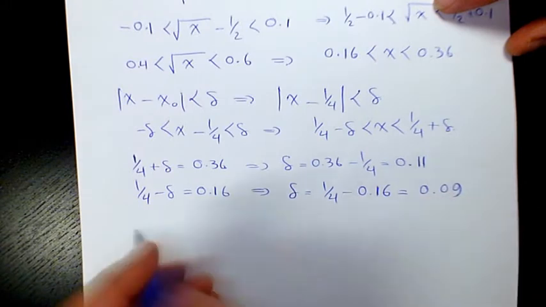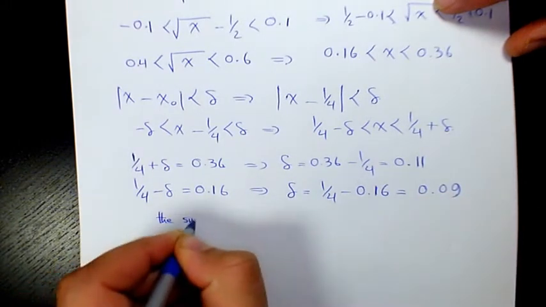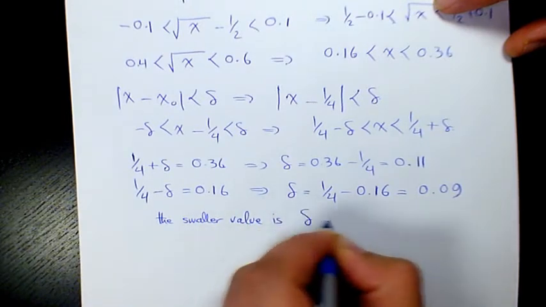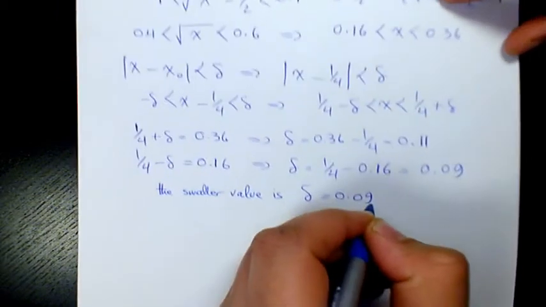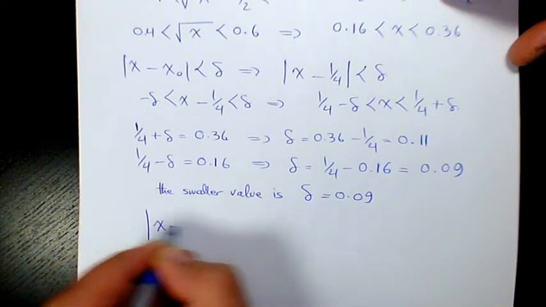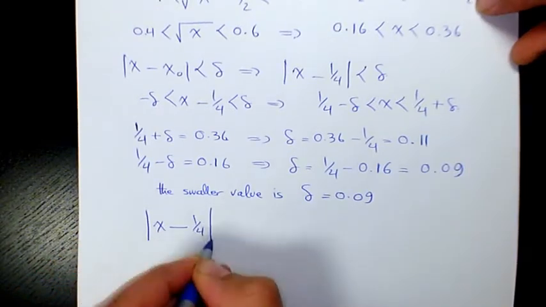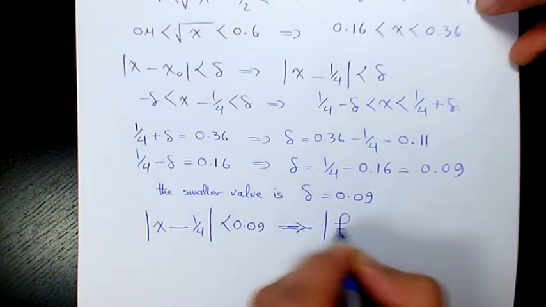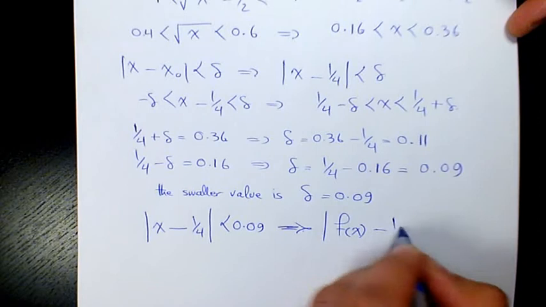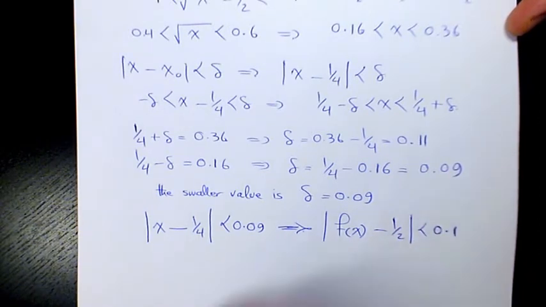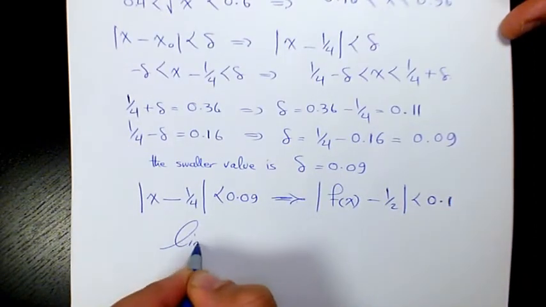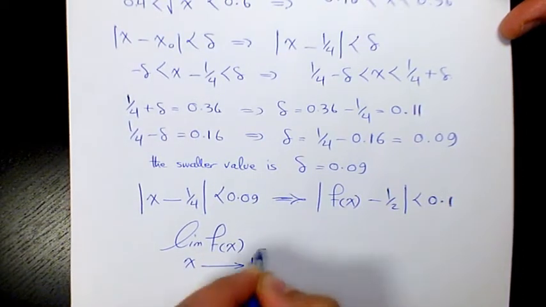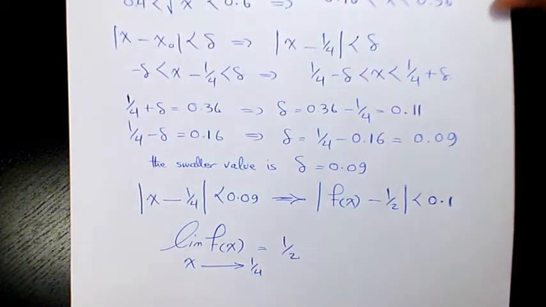Which is the smaller one? The smaller value is delta equals 0.09, and we can conclude that absolute value of x minus 1 over 4 is less than 0.09. Then we can conclude that absolute value of f of x minus 1 over 2 is less than 0.1. So we can say the limit of f of x when x approaches 1 over 4 is going to be equal to 1 over 2.